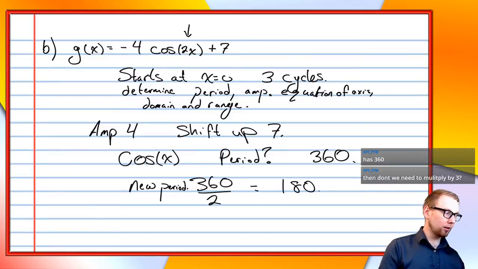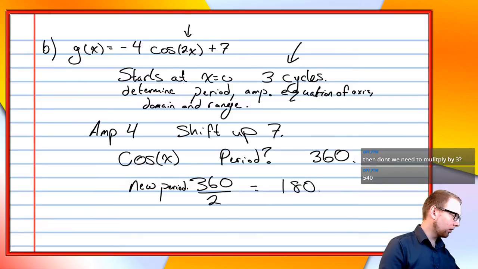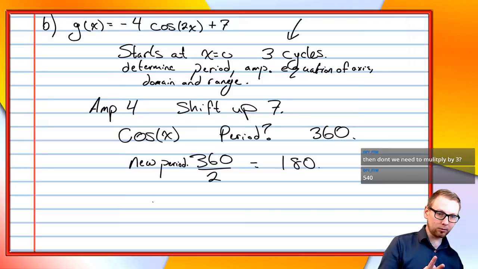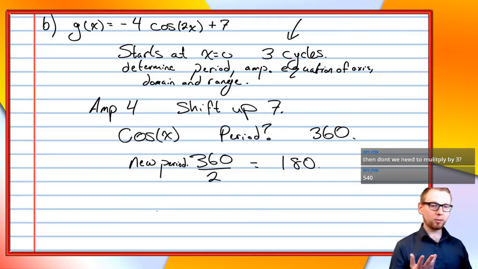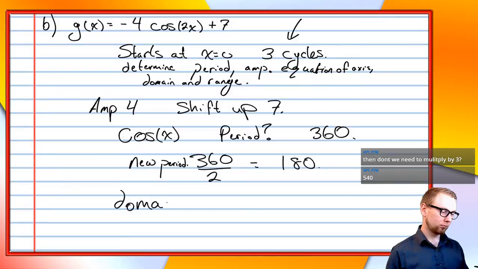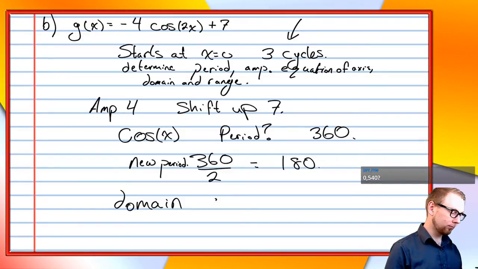Yes, because we need 3 cycles. So 180 times 3 is what? 540. So 540 is the total length of 3 cycles, okay? So remember that the domain is from 0 until the end of the 3 cycles. So what's our domain? Zero to 540, yeah.